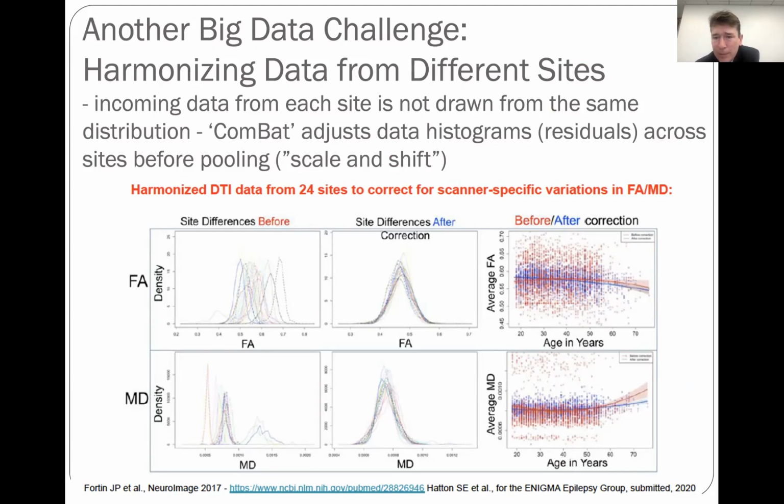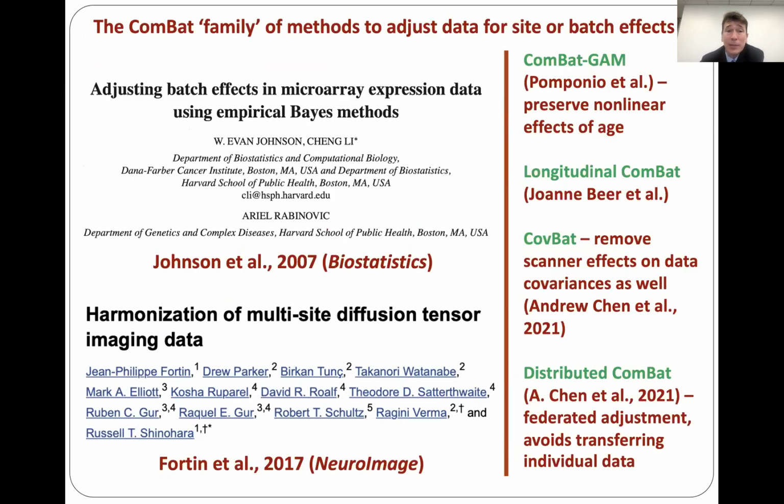And if you do that, you'll see that the red data, which is before adjustment, and it's sort of all over the place, is turned into the blue data, which is much more well behaved. And the trends in the data after this sort of adjustment for the site effect or the scanner becomes much easier to identify. So this ComBat family of methods is a very interesting set of methods.